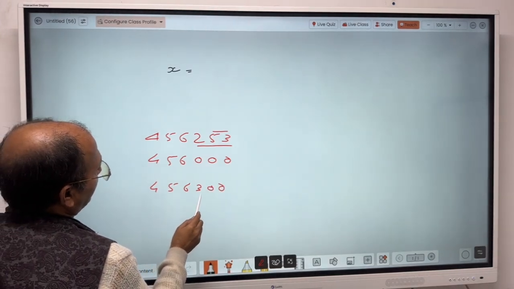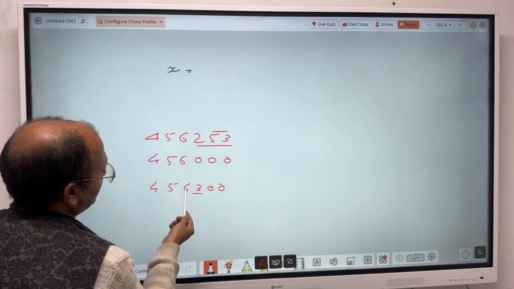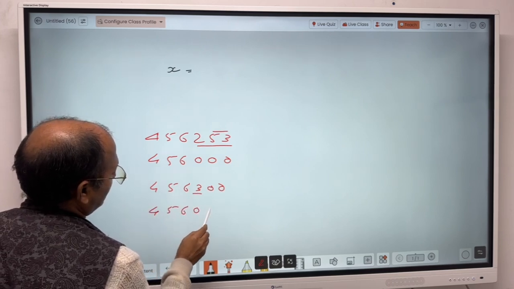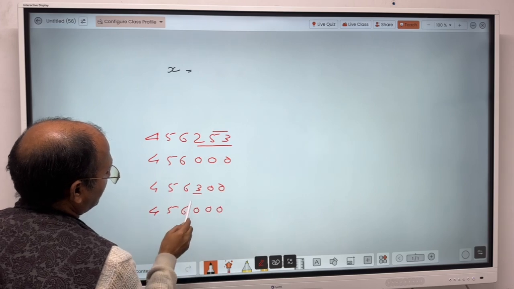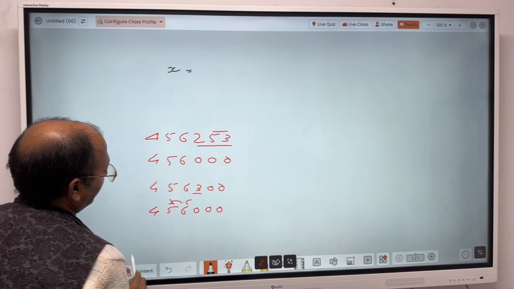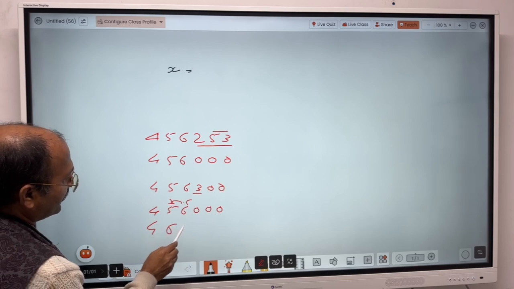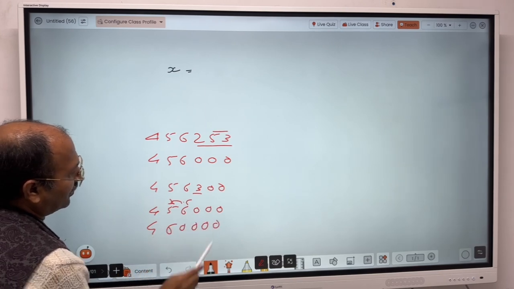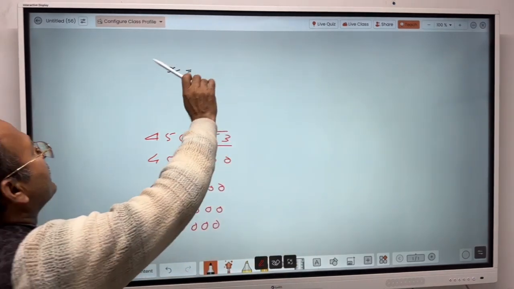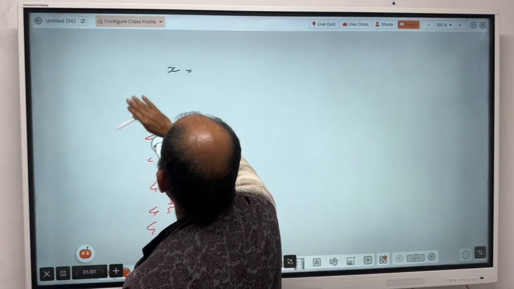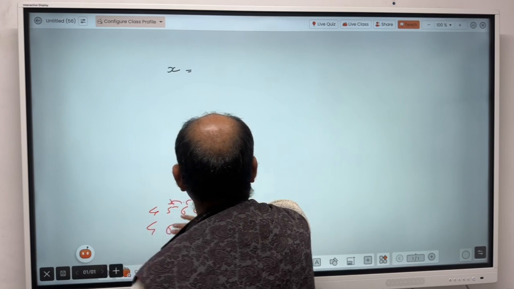Further, suppose you want to remove this 3. In that case, 6 will remain intact. 45600. Suppose you want to remove this 6, then this will be increased by 1. So this will become 46000. So like this. So this is one concept and you have studied it at lower level also.